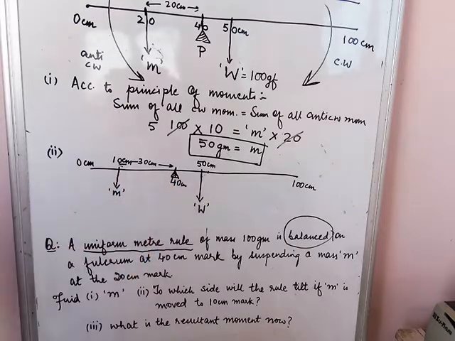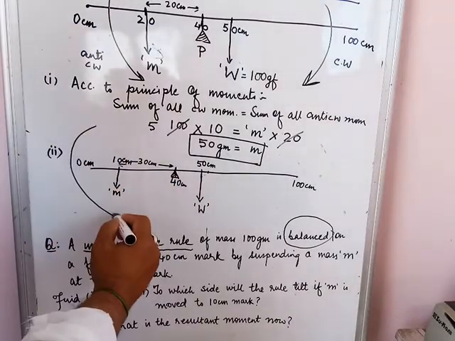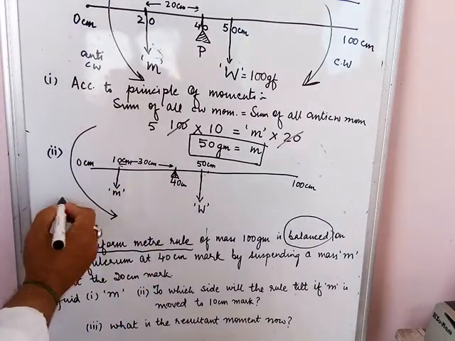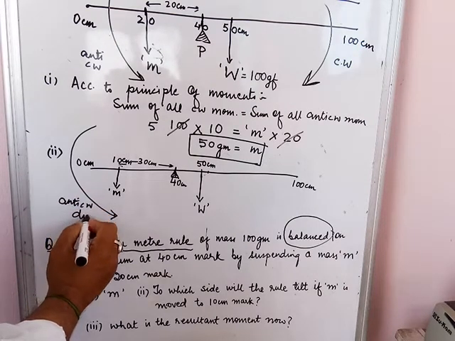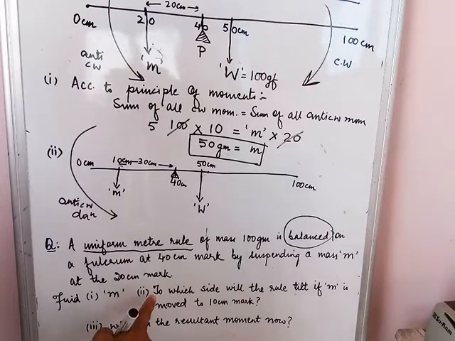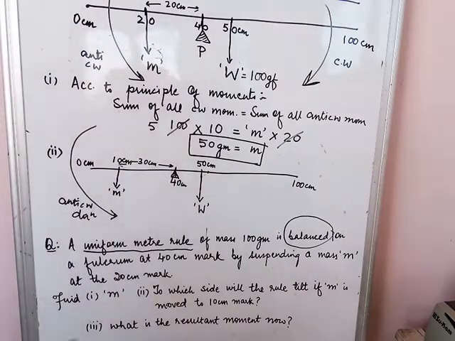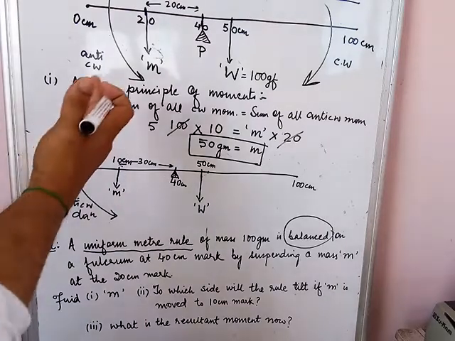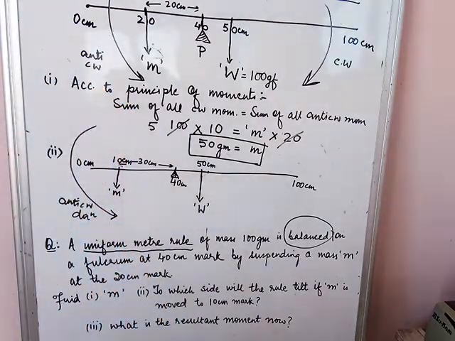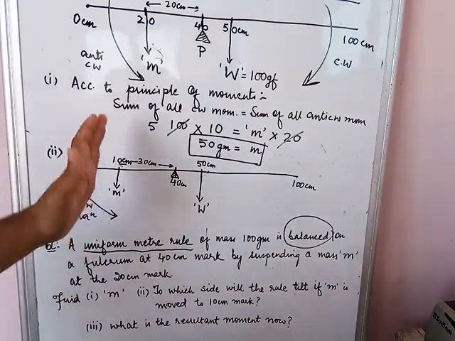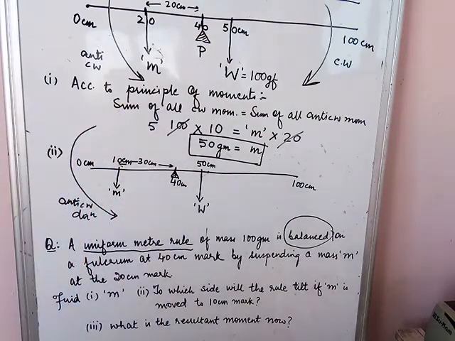So what will happen is the ruler is going to tilt in this direction, which is the anti-clockwise direction. So the answer to the second part, to which side will the ruler tilt? If m is moved to the 10 centimeter mark, it is going to be tilted in the anti-clockwise direction, or you can also say on the side on which we have mass m attached.